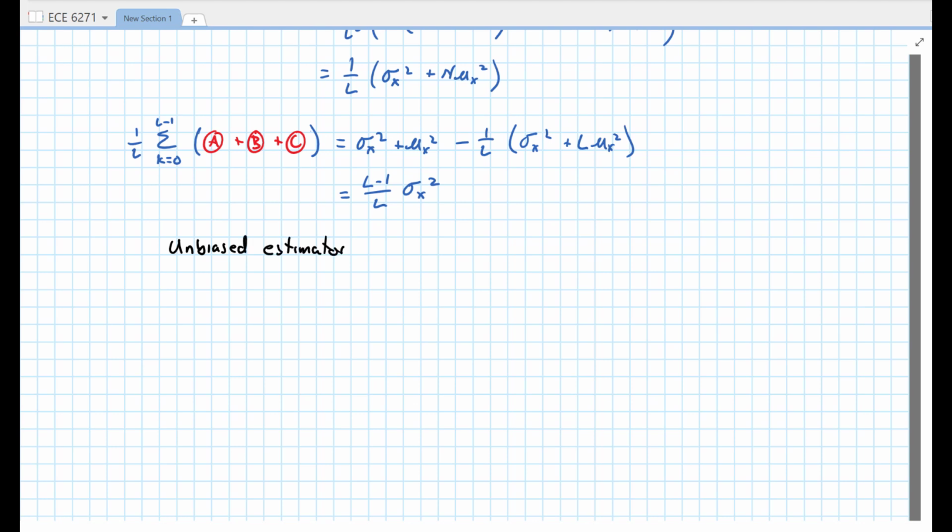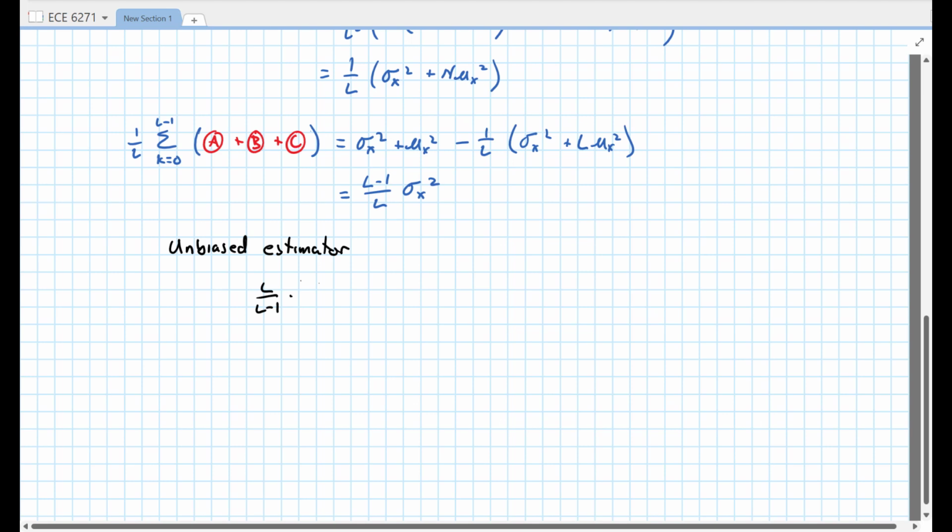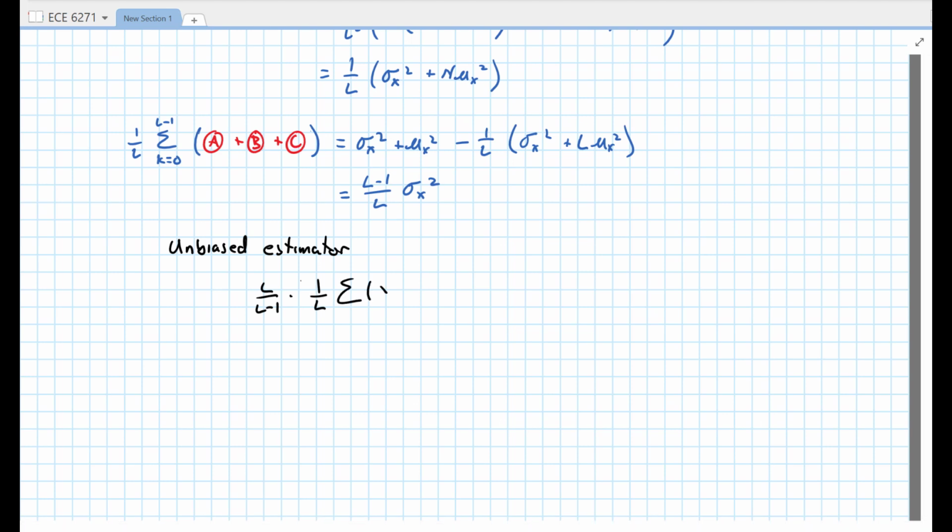The unbiased estimator will be essentially L over L minus 1 times the estimator that we had. And the estimator that we had was 1 over L times the sum of x_k minus mu hat x squared, and that's going to be 1 over L minus 1, sum over k equals 0 to L minus 1.